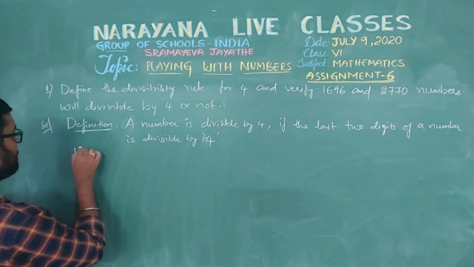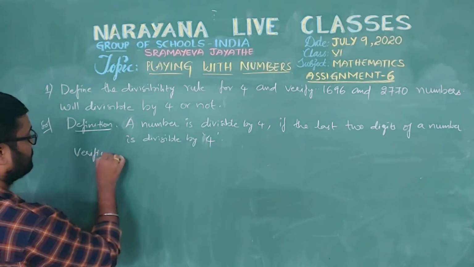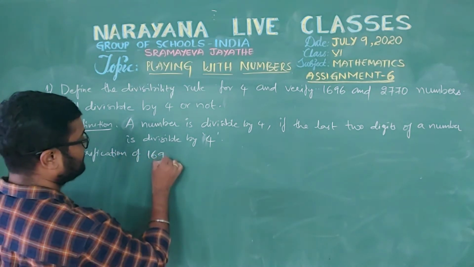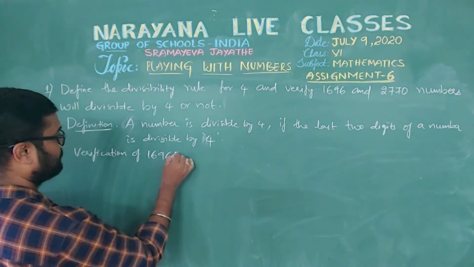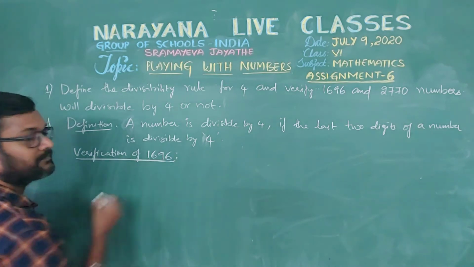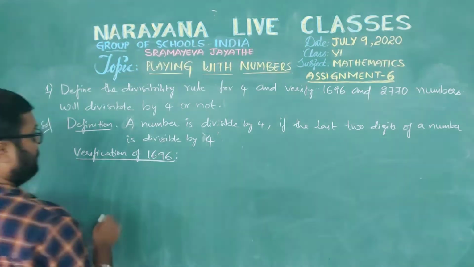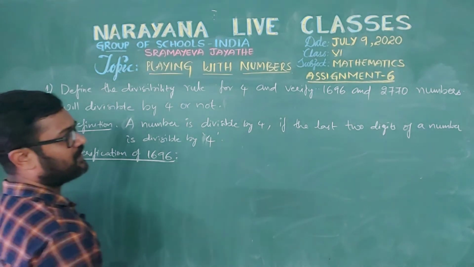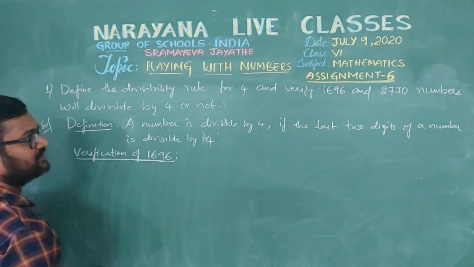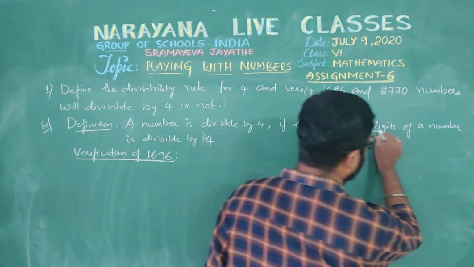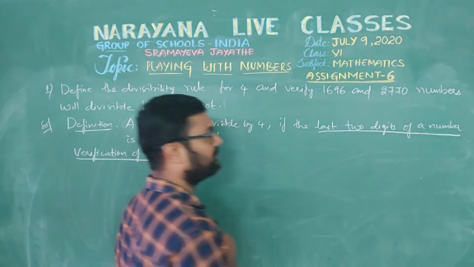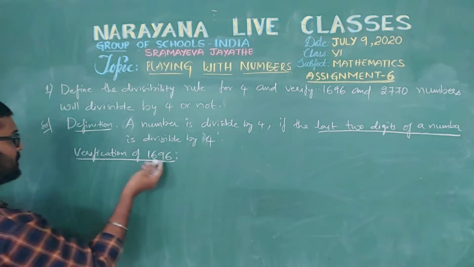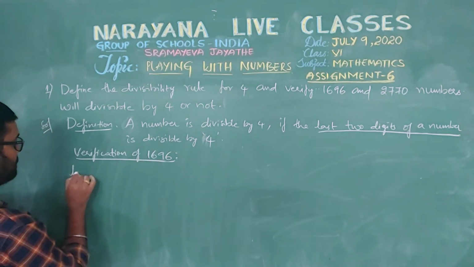Let's do the verification of 1696. This number. So in this number, what is the last two digits of a number? That is, this is very important. Last two digits of a number. We need to keep in mind. Last two digits of a number. What is the last two digits of this number?